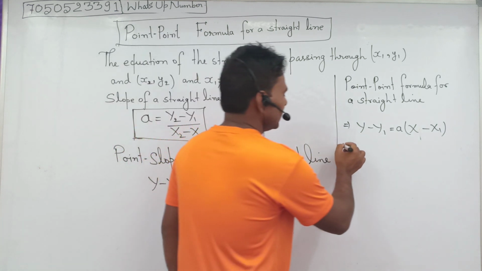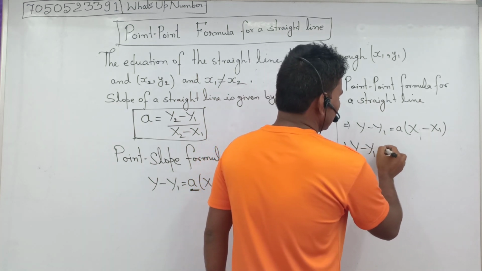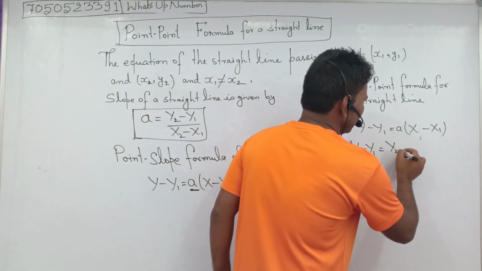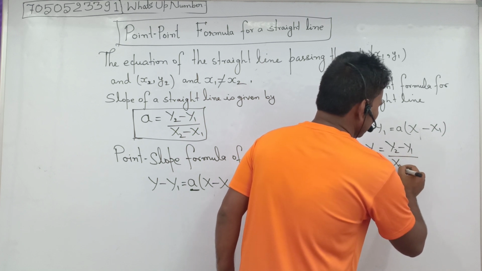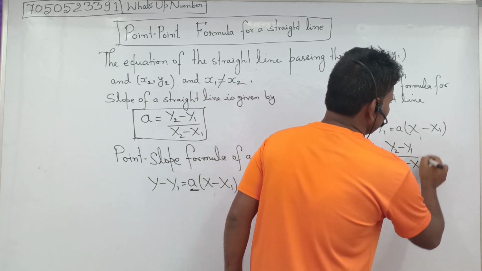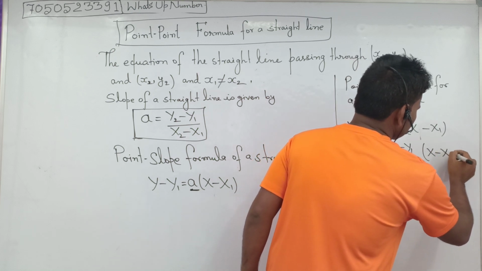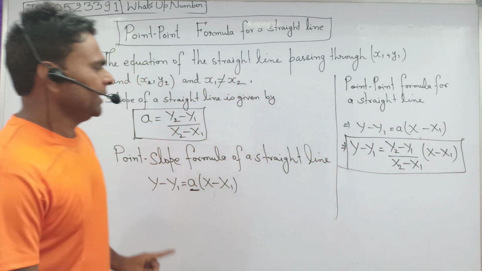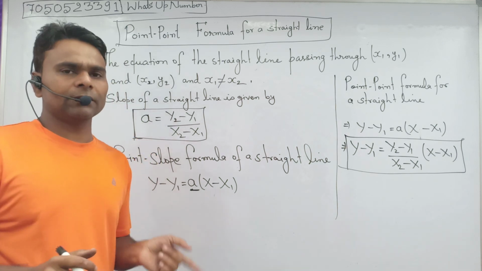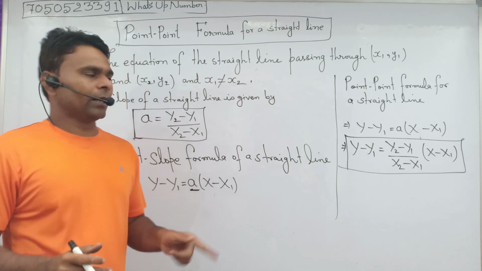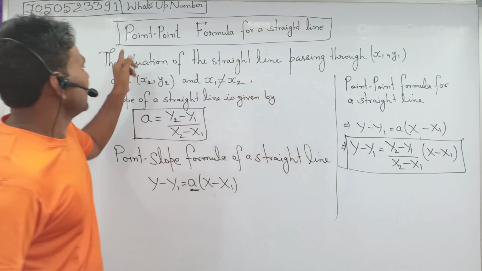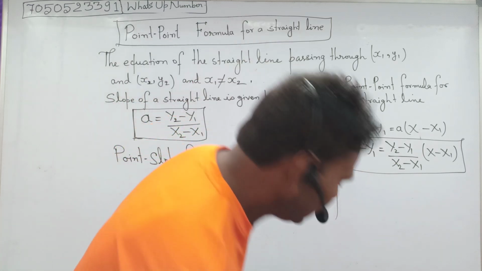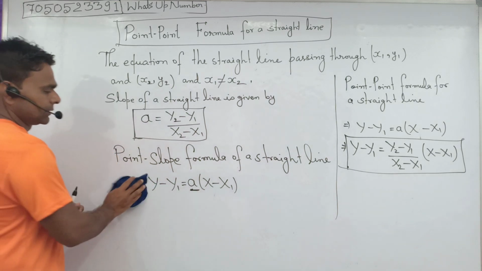Now, y minus y1 equal to what value for A? (y2 minus y1) by (x2 minus x1) times (x minus x1). This is the formula, you can say, the equation of a straight line passing through (x1, y1) and (x2, y2). This is the point-point formula for a straight line. Now it is time to have an example.